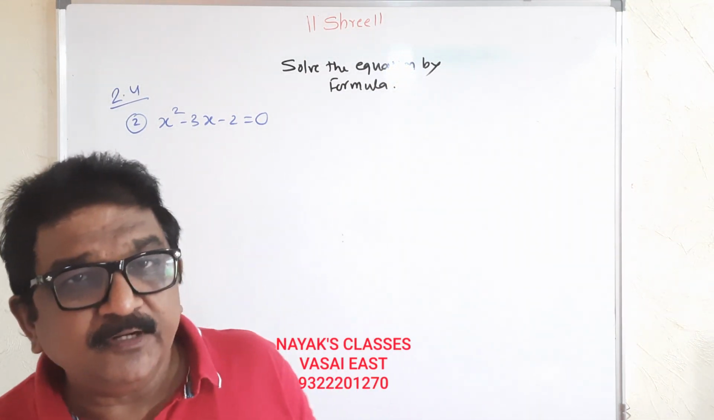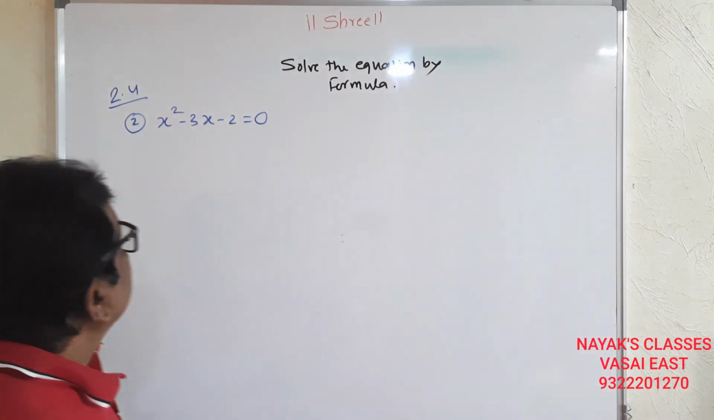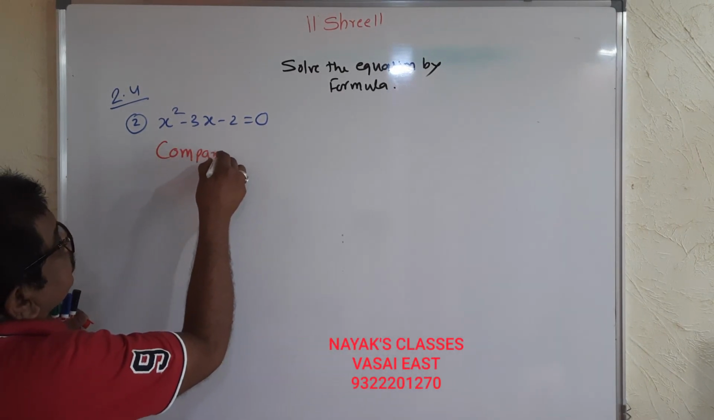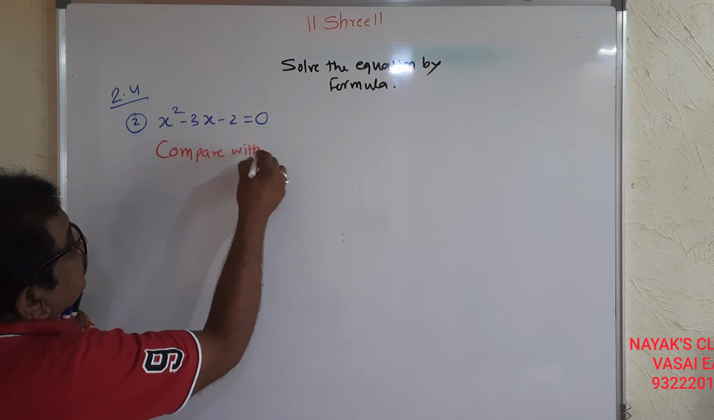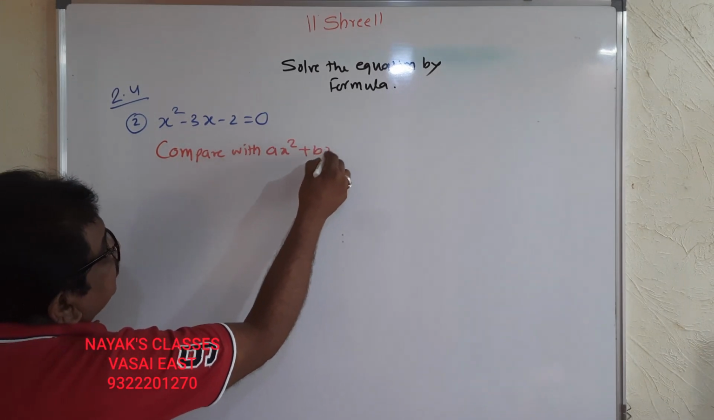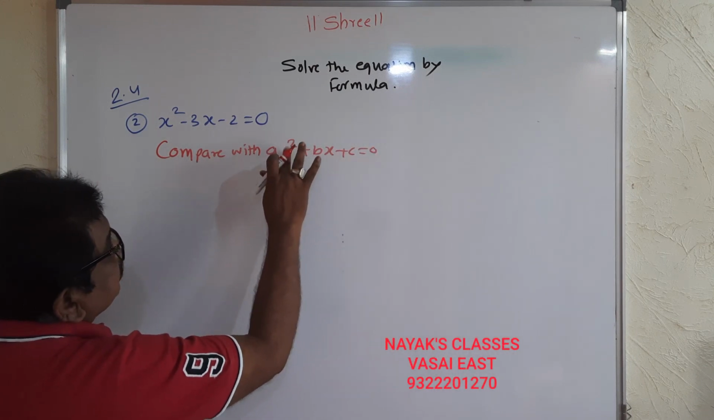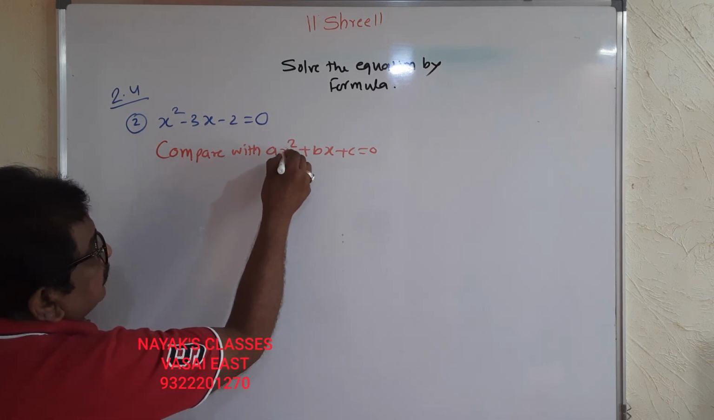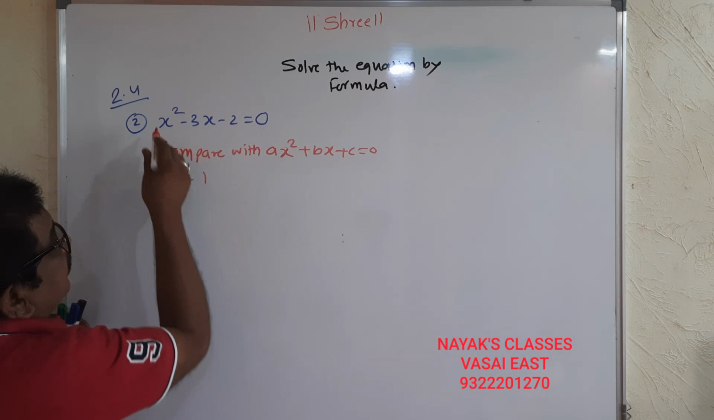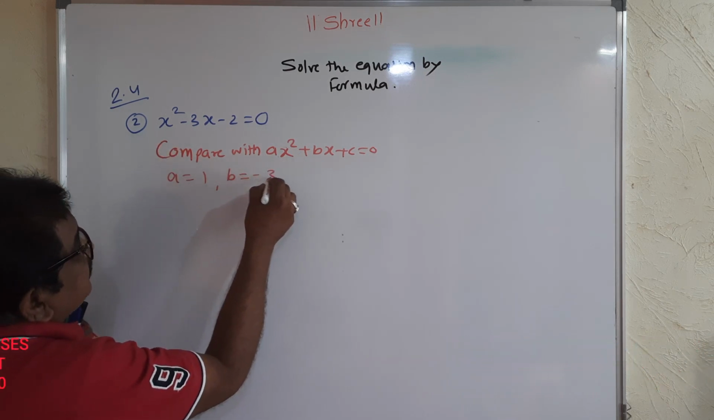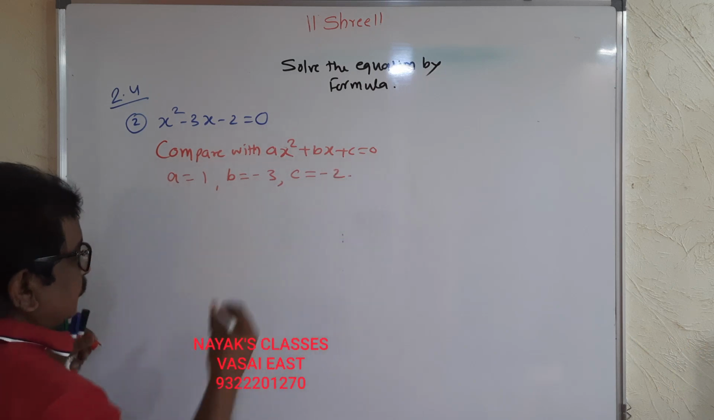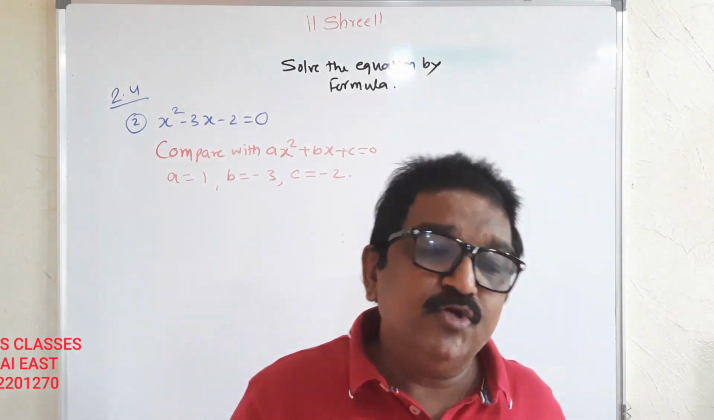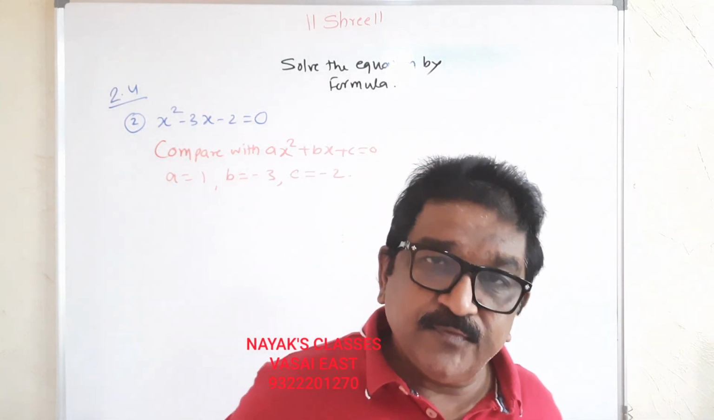So this is the second example of exercise 2.4. So compare with ax square plus bx plus c is equal to 0. Correct? So a is equal to 1, b is equal to minus 3 and c is equal to minus 2. Now the second step is finding the value of b square minus 4ac.